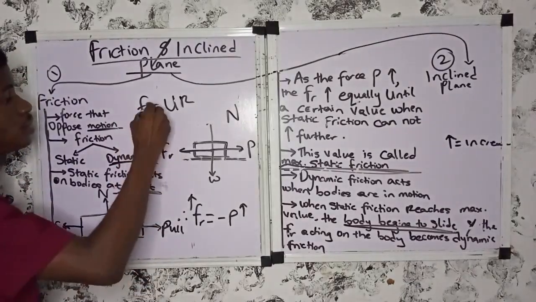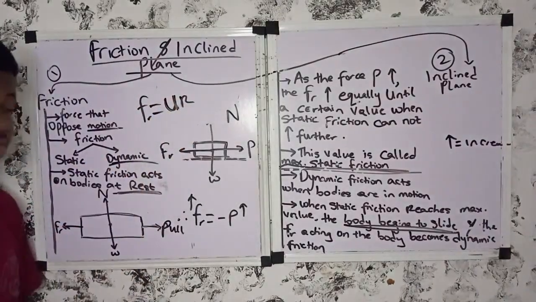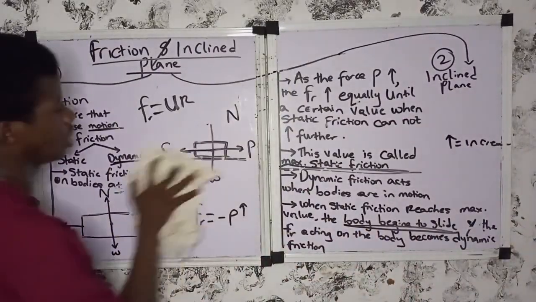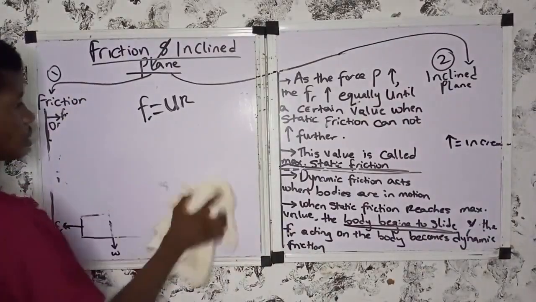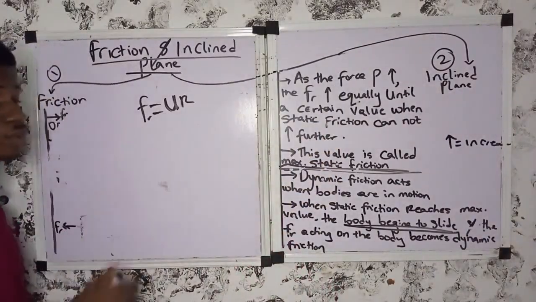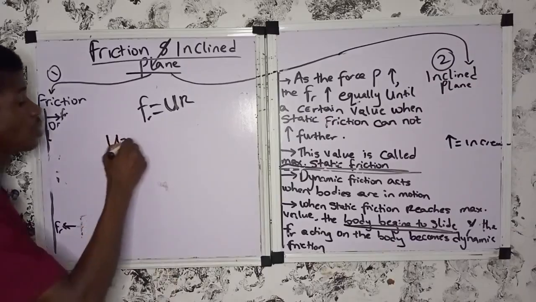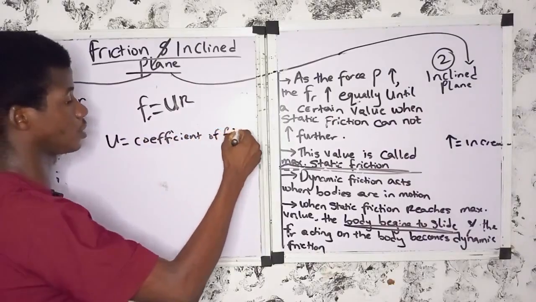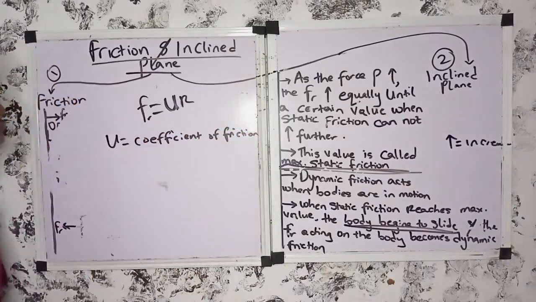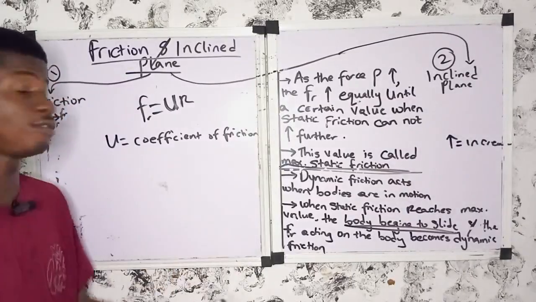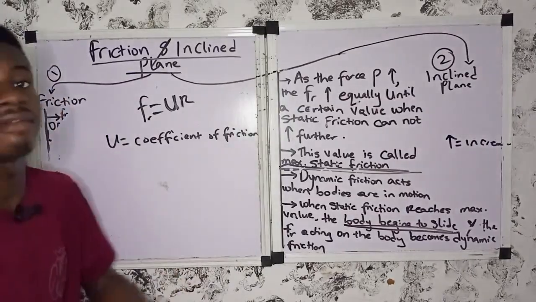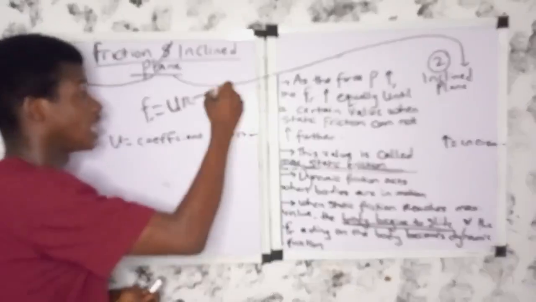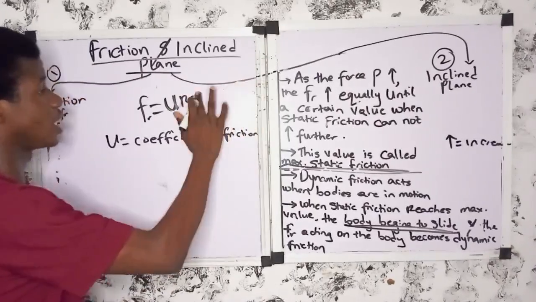Frictional force is equal to the coefficient, U. Let me clean this aspect. So U is the coefficient of friction. Frictional force is equal to the coefficient of friction times the normal reactional force, which is also known as N, and can also be represented by N. Okay, so let's continue now.